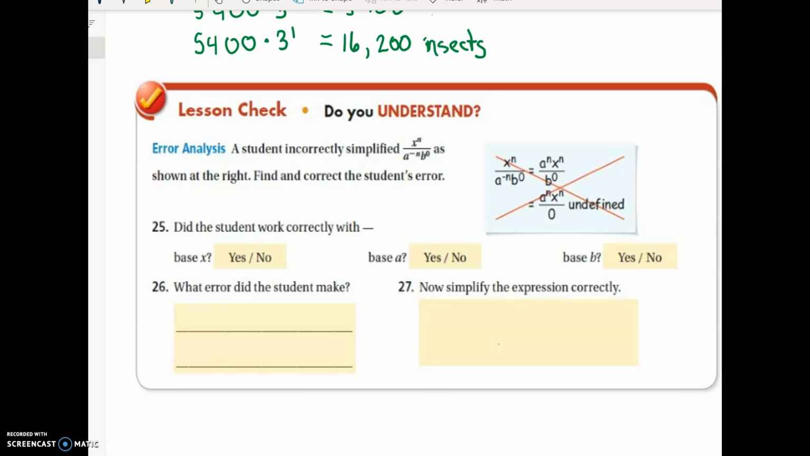But then they said b to the 0 is 0. And we know that's not correct. We know that any value, anything to the 0 power is always 1. So our correct answer should just be a to the n, x to the n power. And we could say over 1, but we don't need to, but you could. So basically the students said b to the 0 power is 0, which is not true, right? Okay.